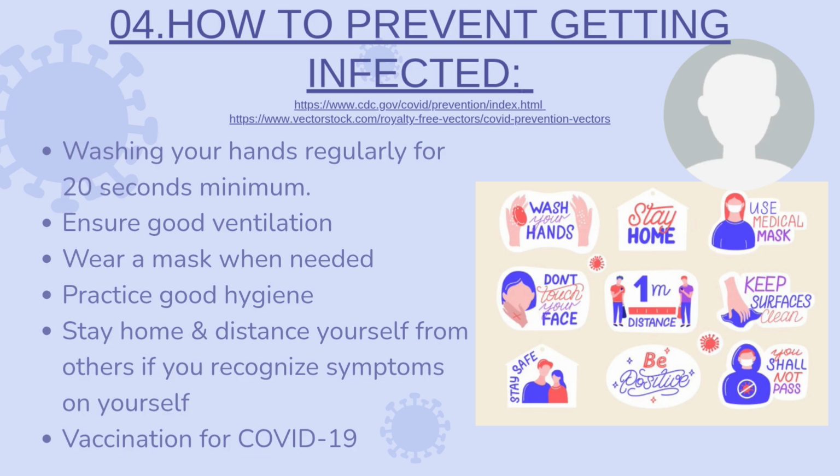Next, we're going to be talking about ways to prevent getting infected from coronavirus. So one of the most important things we can do is wash our hands regularly for at least 20 seconds because that helps remove any germs and bacteria. It's also important to make sure areas are well ventilated, especially indoors, because the fresh air can reduce the spread of viruses. Wearing a mask when needed and practicing good hygiene while covering your coughs and sneezes can also help protect yourself and others from diseases.